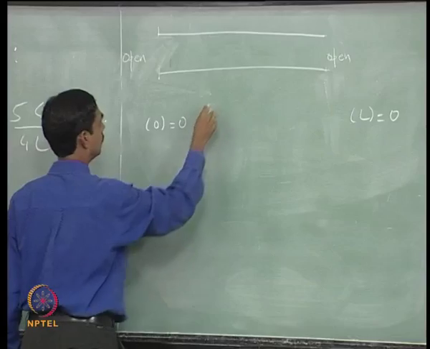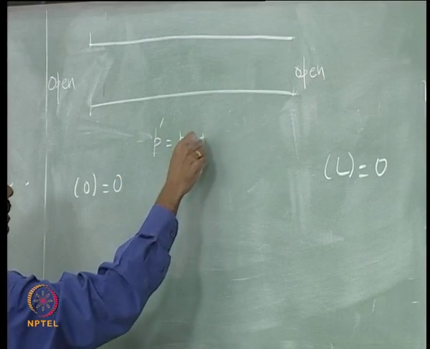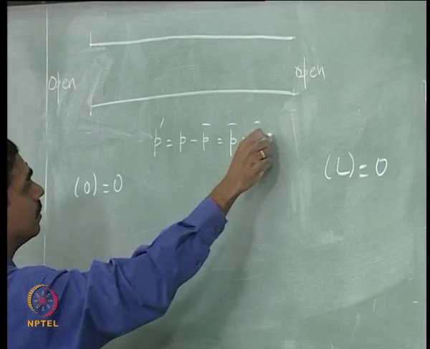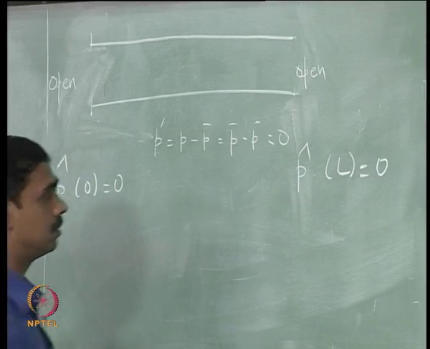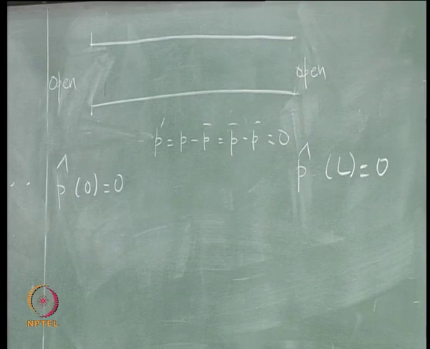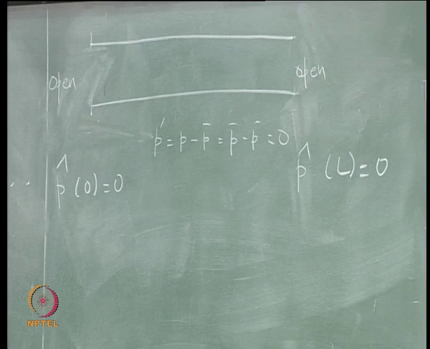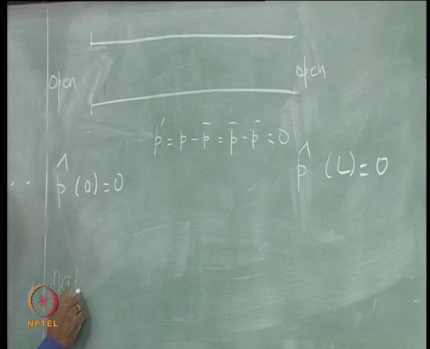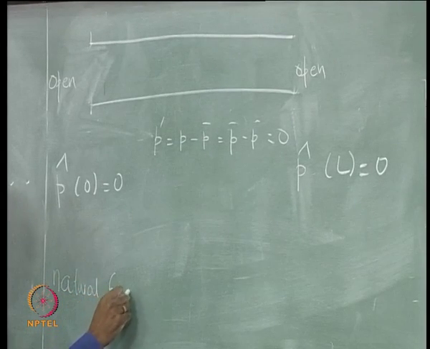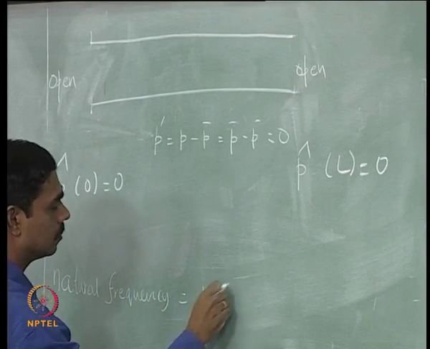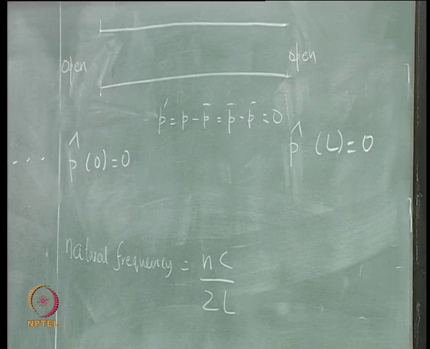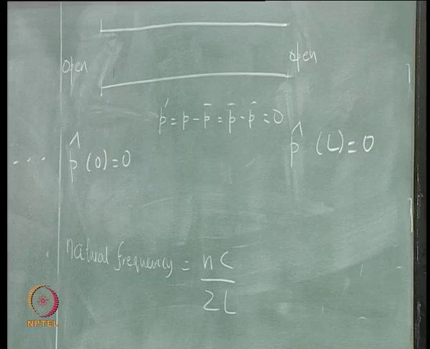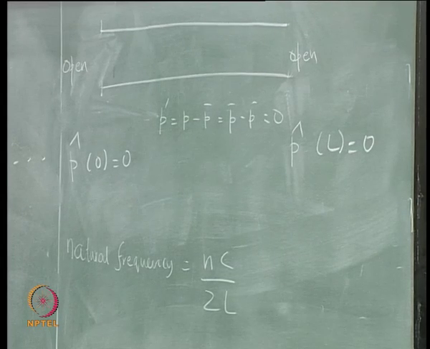For an open condition, P prime, which is P minus P bar, equals 0. So you can say P hat of 0 is 0 and P hat of L is 0. So what would be the natural frequency you get? A decay tube, for example, will work very close to an open end. So we saw that the closed open end kind of tube was called quarter wavelength. So open-open and closed-closed tubes are like half wave tubes.